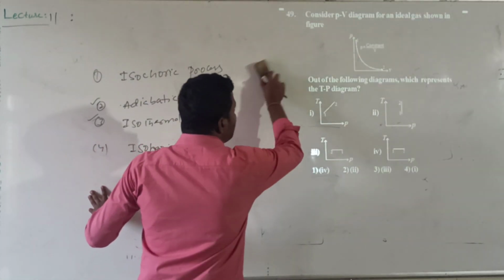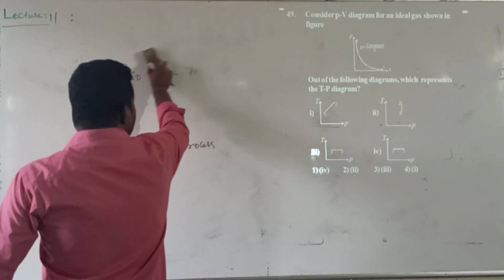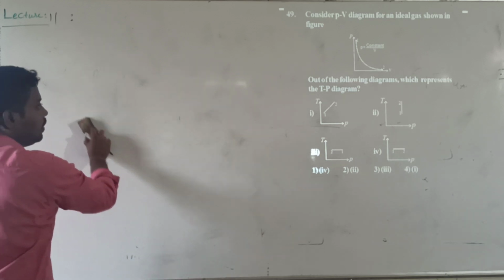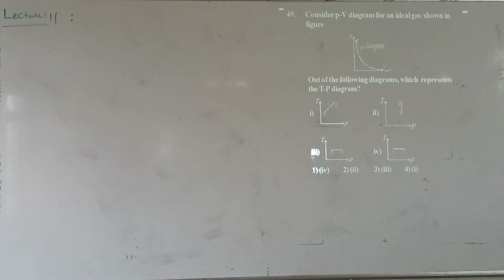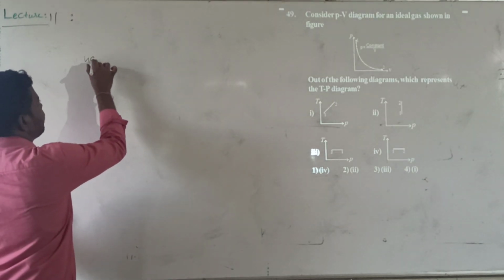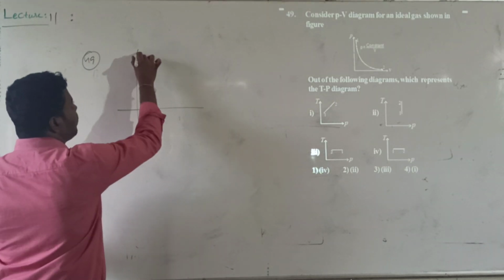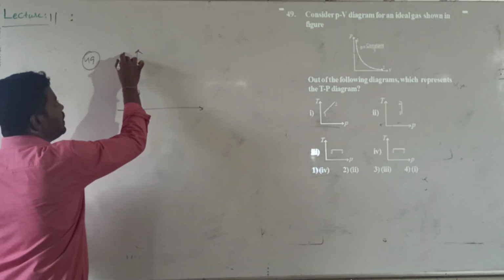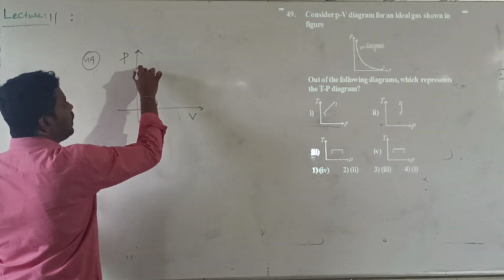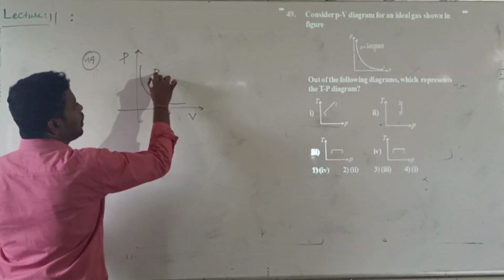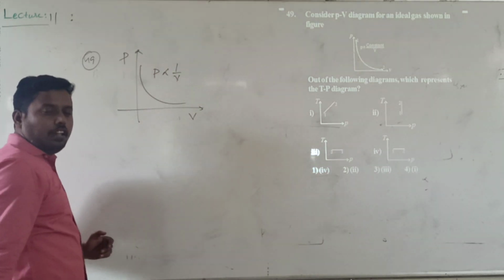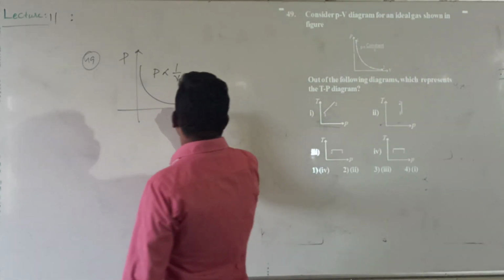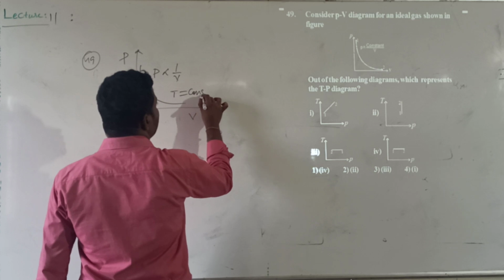Last question, question number 49. Consider the PV diagram given below. Out of the following diagrams, which one represents the temperature versus pressure graph? These models are very important in this chapter. We got only one question, but many models are based on the graph only. This is a graph drawn between pressure and volume, so the graph will be a rectangular hyperbola. P is inversely proportional to V at a constant temperature. So the temperature value will be kept constant.